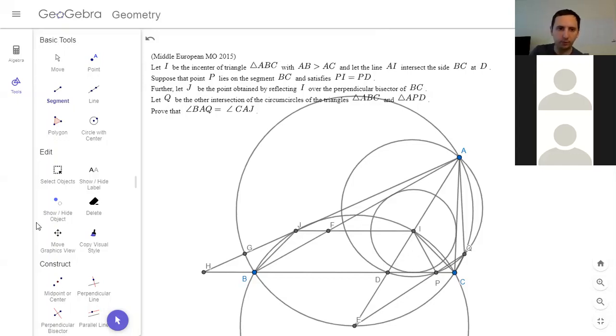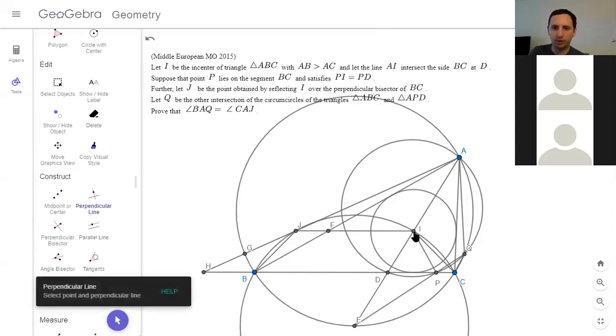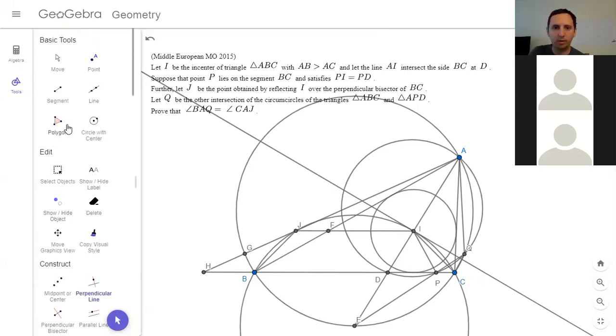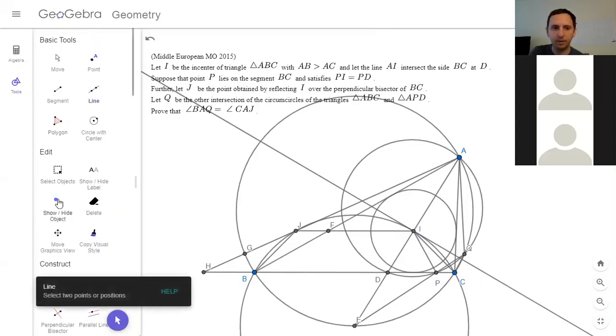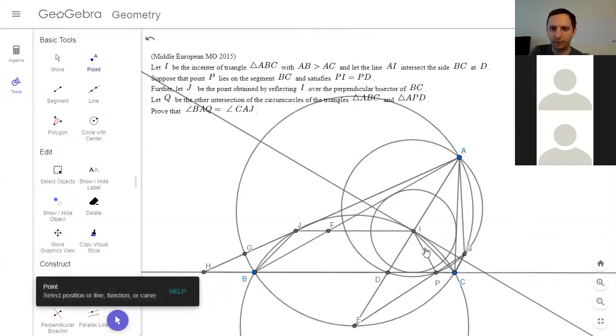Maybe we could try to use, what if I draw a perpendicular here? Because the perpendicular at I is tangent to this circle. Let me let it meet BC at another point. I'm trying to use that PI is equal to PD.